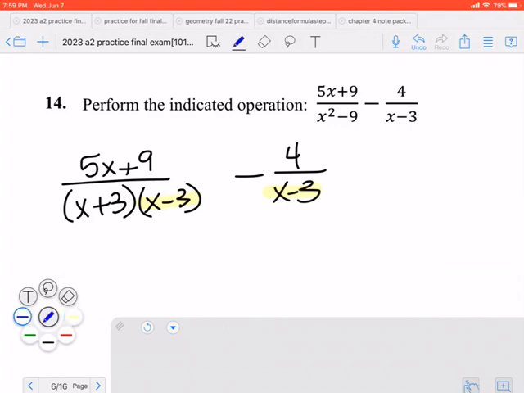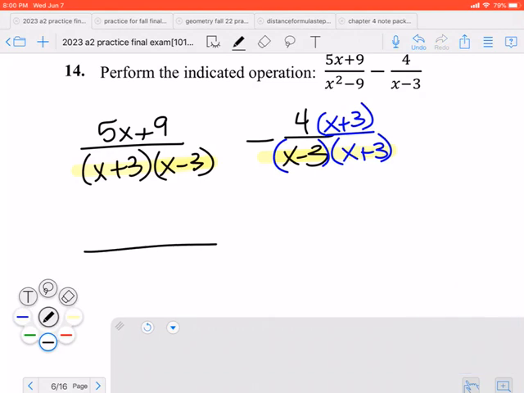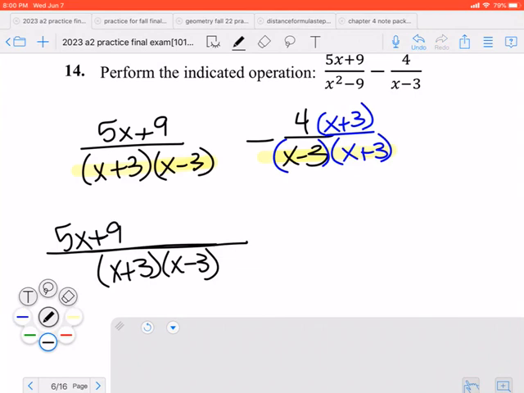The first one has an x plus 3, so I'm going to multiply that in top and bottom to the second fraction. Now our denominators look the same. So our common denominator, x plus 3 times x minus 3. And our numerator now, 5x plus 9 minus 4 times x plus 3, which we have to multiply out and simplify.